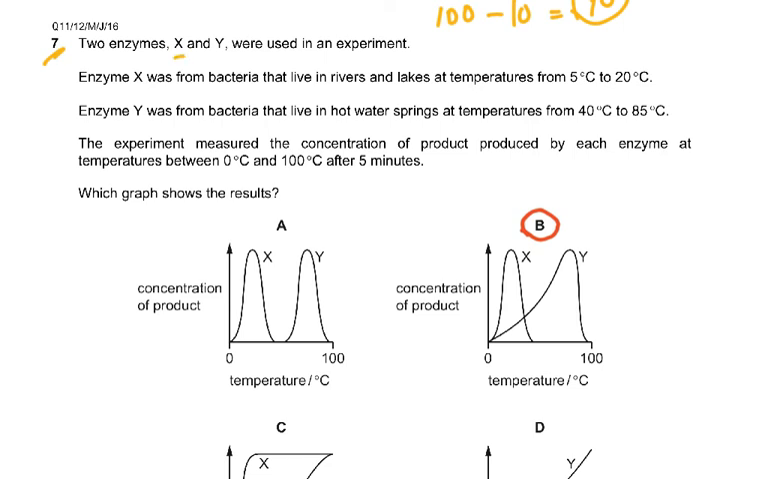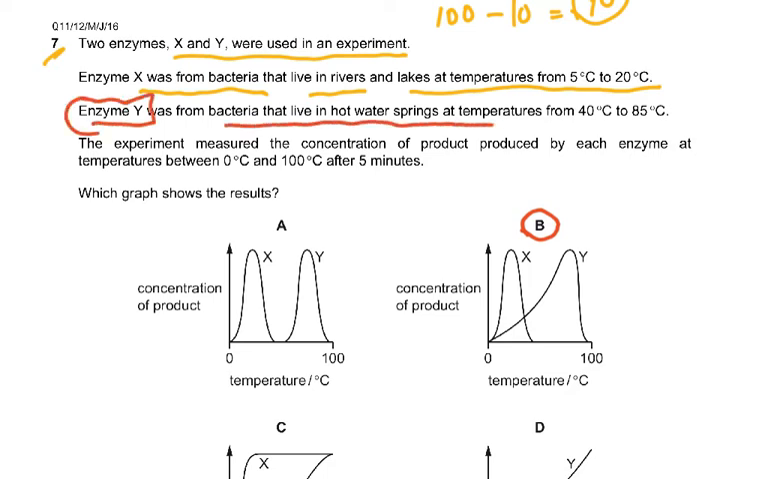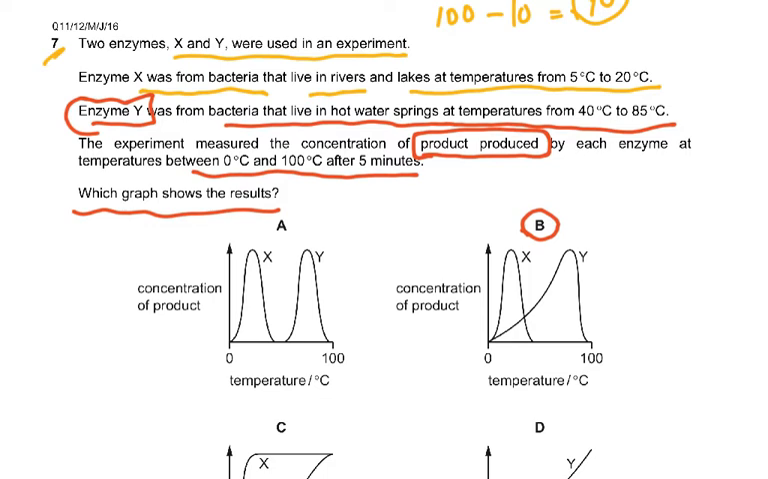Question 7. Two enzymes X and Y were used in an experiment. Enzyme X was from bacteria that live in rivers and lakes at temperatures from 5 to 20. Enzyme Y was from bacteria that live in hot water springs at temperatures 40 to 85. The experiment measured the concentration of product produced, starch, amylase, maltose, product maltose, by each enzyme at temperatures between 0 and 100 after 5 minutes. Which graph shows the results?